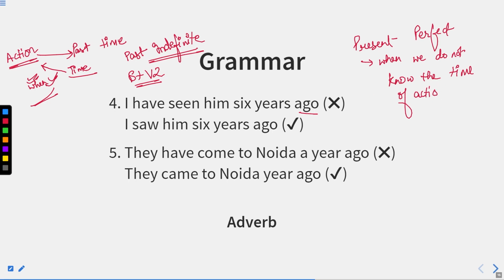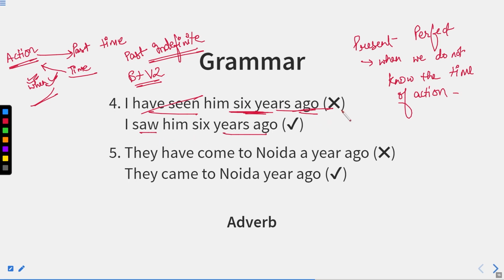Okay. Now, if we see the sentence, I have seen him 6 years ago. Now, I know well when I met him. I met him 6 years ago. It means past time, and that past time was 6 years ago, before the duration of these 6 years which have passed. So in that case, have seen is incorrect, which is present perfect tense. It should be replaced with saw him, that is past indefinite tense. So I saw him 6 years ago.